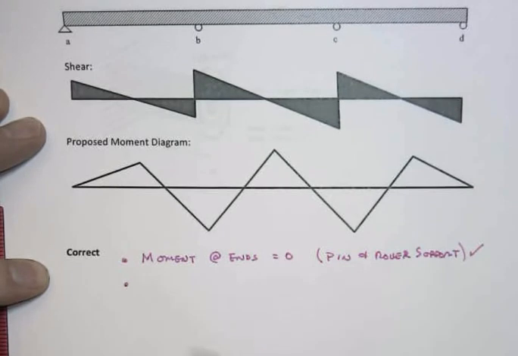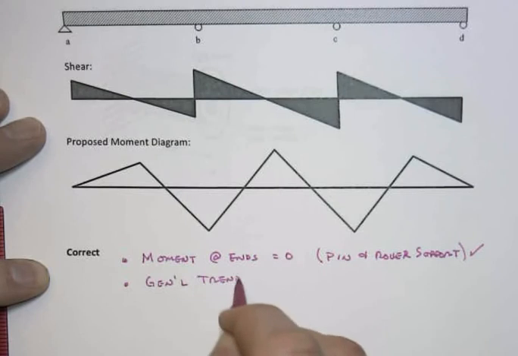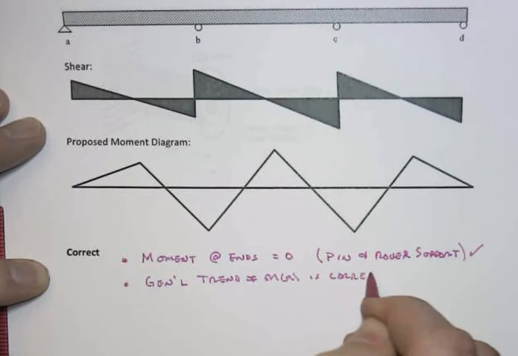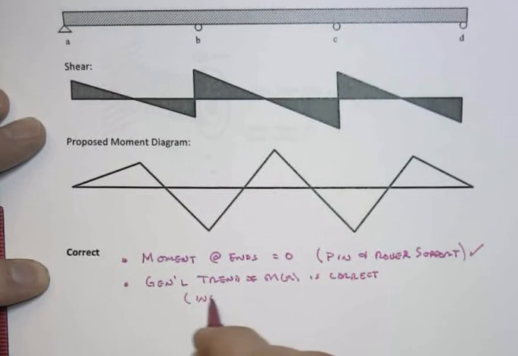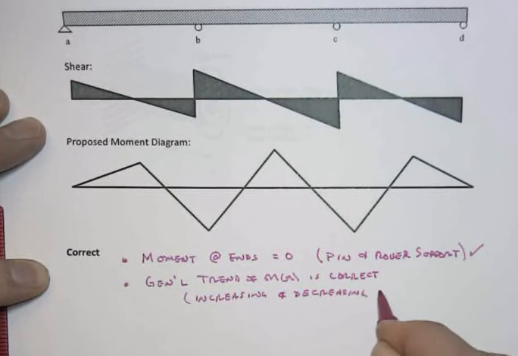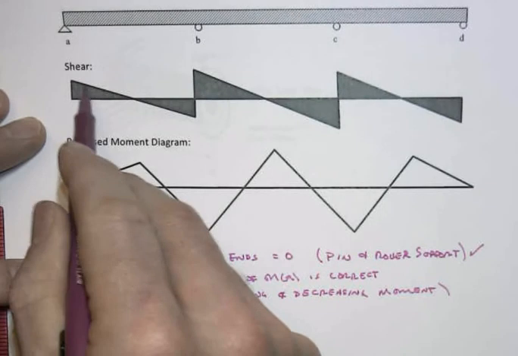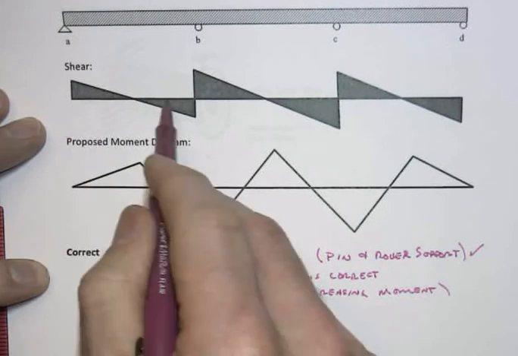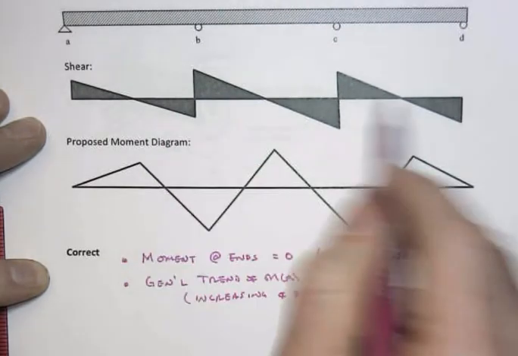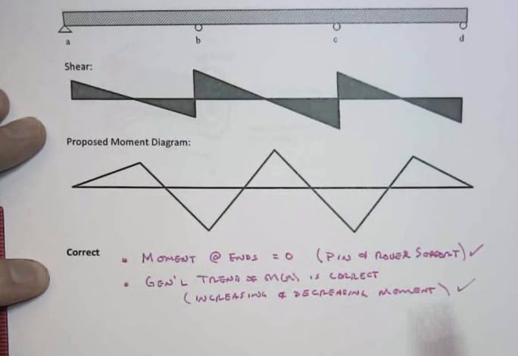You could also say the general trend of the moment diagram is correct, that we have increasing and decreasing moment where we should, right? And so we have positive shear here, the moment is increasing, we cross over to negative shear and the moment is beginning to decrease. Likewise, and that happens in all three segments, so that's a good thing as well.